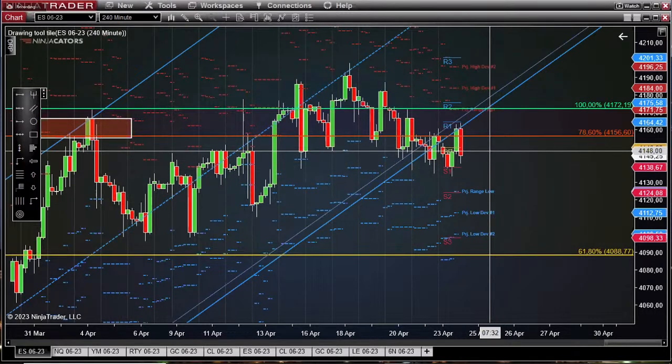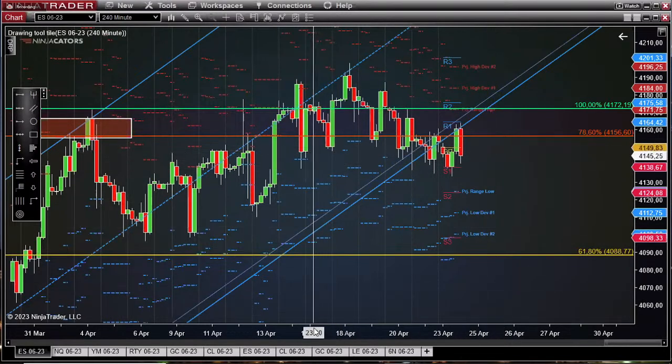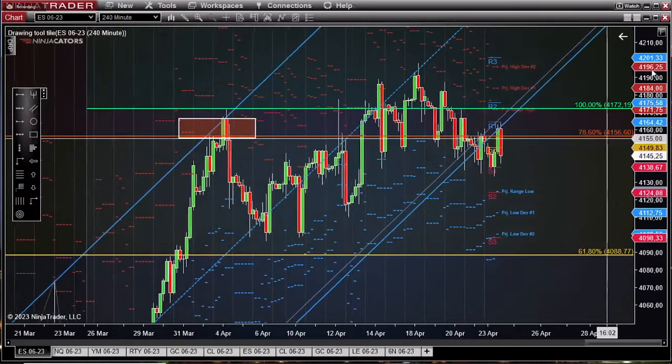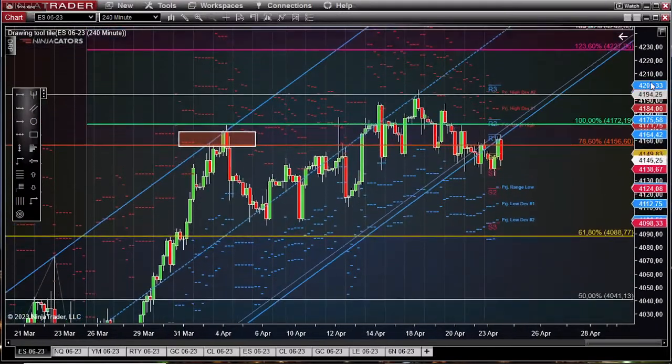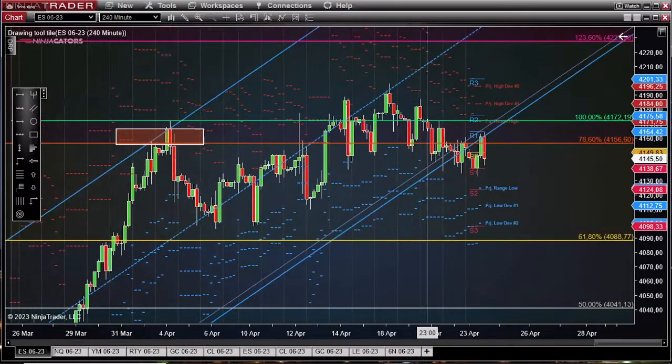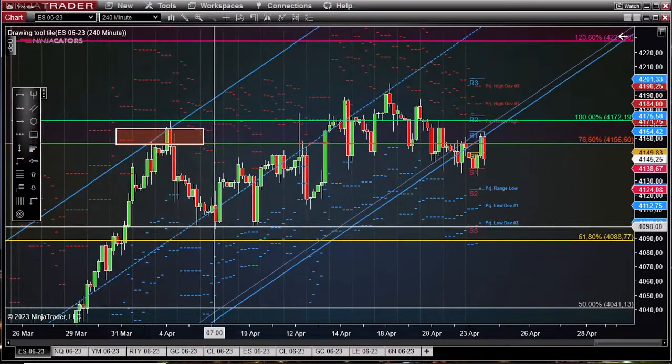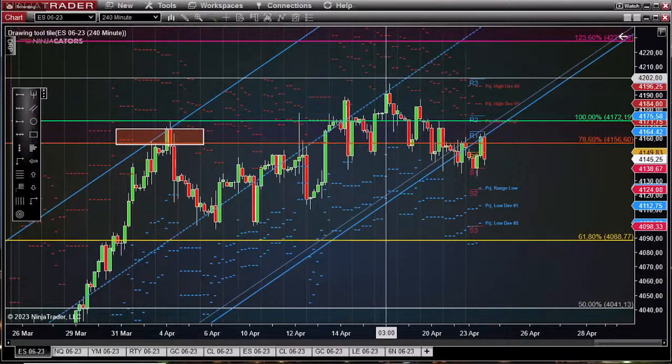So I'm expecting a little bit more boring price action, if that is a way to say things, because really, since when was this? Beginning of April, we had this grind to the upside.